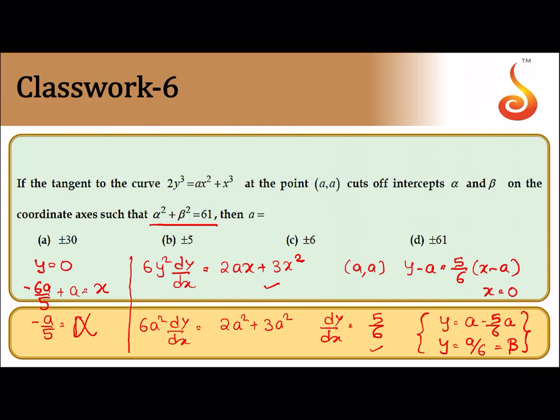We substitute that here in alpha square plus beta square is equal to 61. So we find dy by dx first, then substitute (a, a), then we get slope as 5 by 6, then we find the equation of the tangent. Once we have the equation of the tangent, put x equal to 0 to get the y intercept, and put y equal to 0 to get the x intercept.